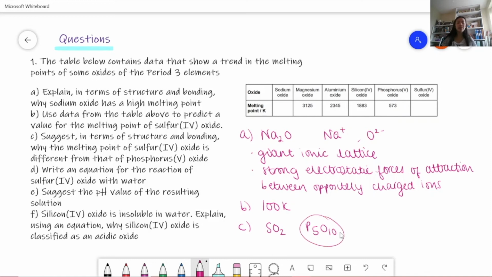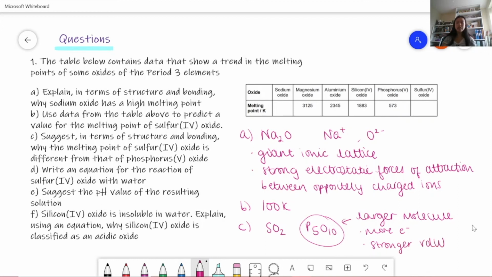And so this molecule is much bigger. And so even though they are both simple molecular structures, because the molecule of phosphorus oxide is so much bigger, it has more electrons, and so there are stronger van der Waals forces between the molecules. And so this takes more energy to overcome, and so the melting point of phosphorus oxide is a lot larger. And we have that this is a larger molecule, more electrons, and stronger van der Waals forces.